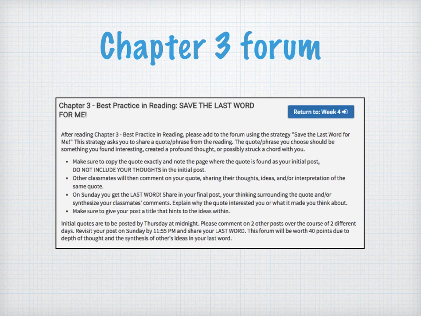So basically what you'll be doing is, as you read through chapter 3, think about 3 to 5 quotes or phrases from the text that really struck you. They could be quotes or phrases that you found interesting, made you have a profound thought, had a really strong connection with, or anything that really struck a chord with you.